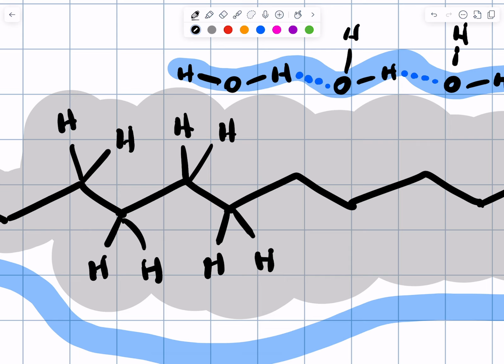It can do dispersion interactions, van der Waals interactions, or induced dipole interactions, but it can't do dipole-dipole interactions because the hydrogens on the nonpolar stuff are about the same electronegativity as the carbon. So there's not a big delta plus on those hydrogens.